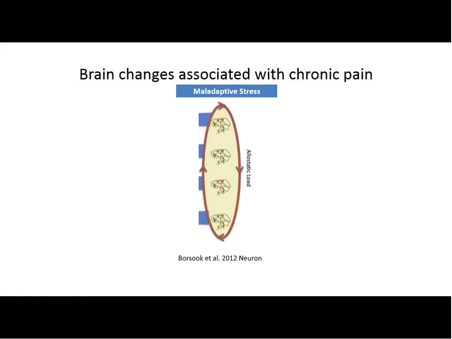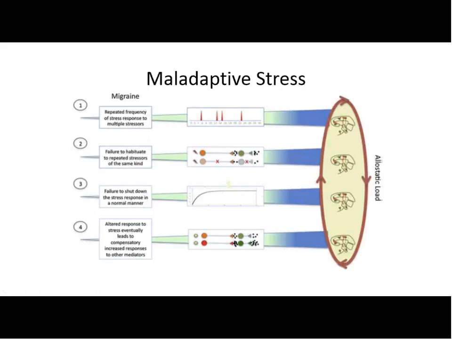Okay, the third and final that I'll go over is maladaptive stress. This is from a review by David Borsook and Bruce McEwen. Bruce McEwen has done a lot of work on the effect of repeated stress and came up with this term allostatic load. Allostatic load is essentially all the maladaptive cumulative effects of repeated stress.